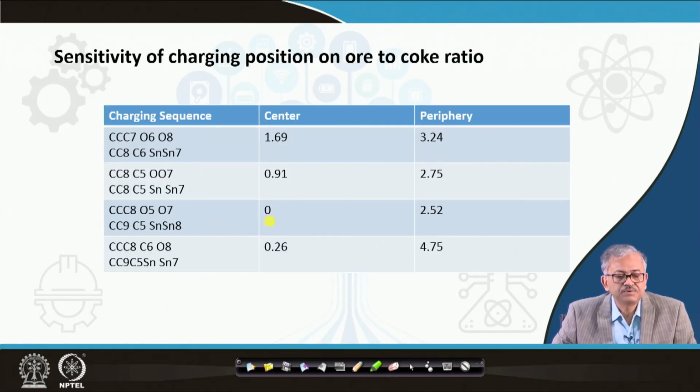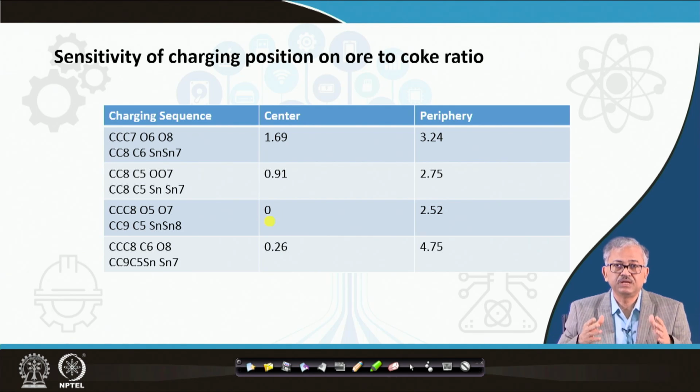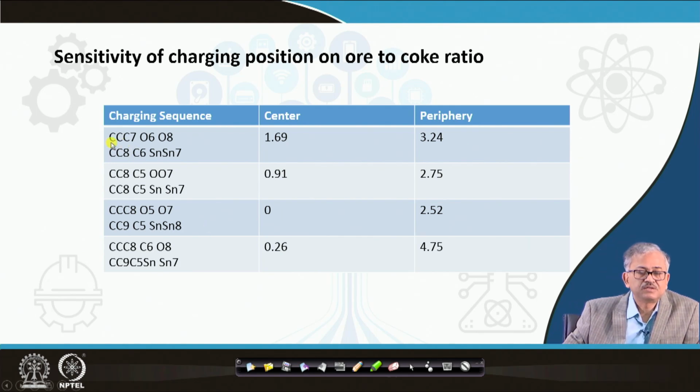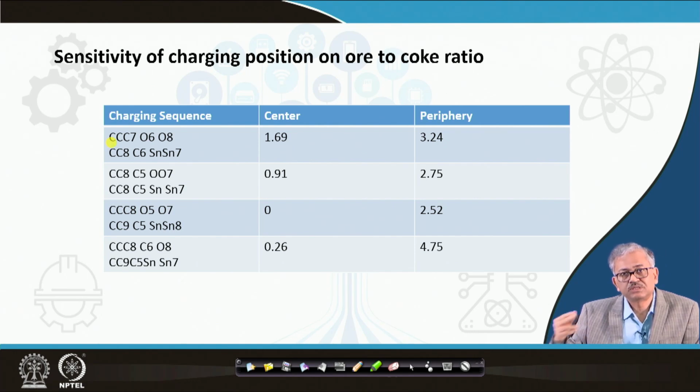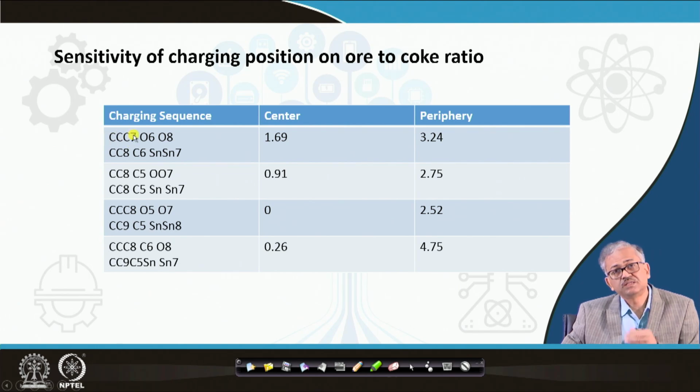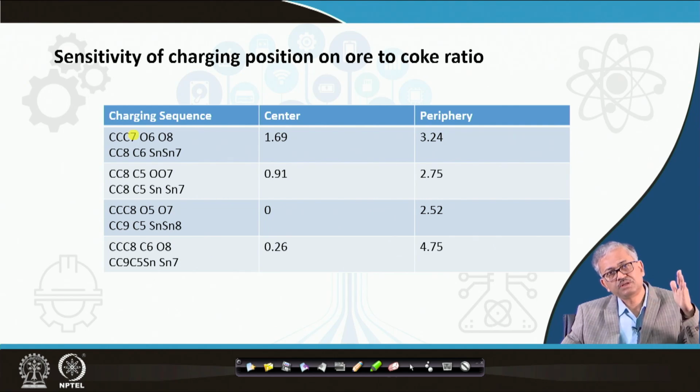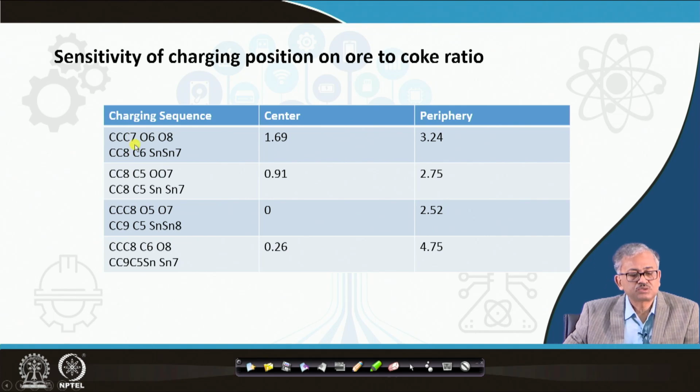Now I will talk about the sensitivity of charging position on the ore coke ratio, especially with bell-less charging. As I said, you can add the coke and ore at different concentric circles. Here I am giving 3 skips of coke at the 7th position. As the number increases, you are charging near the periphery, and as the number decreases, you are charging near the center. So 7 means near the periphery, 3 skips of coke there, and then 1 skip at the 6th location, and another ore at the 8th location, further in the periphery, and then 2 skips. Now this is one charging done. In the second charging, first I give the coke at the 8th location, then the coke at the 6th location, and the sinter at the 7th location.